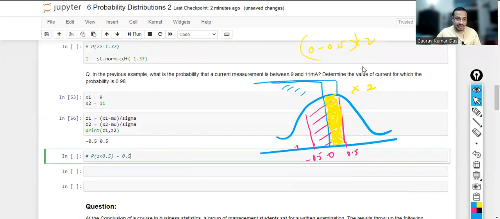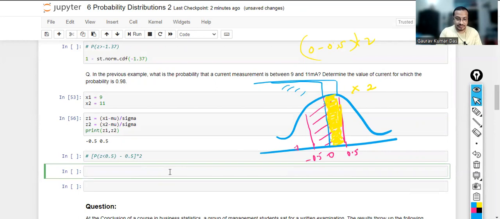Total will be 1. This is what I need to find out actually. And I have to, of course, multiply this entire difference by 2, because this will give me only the yellow portion. I have to multiply it by 2 to get the entire portion between minus 0.5 and 0.5.